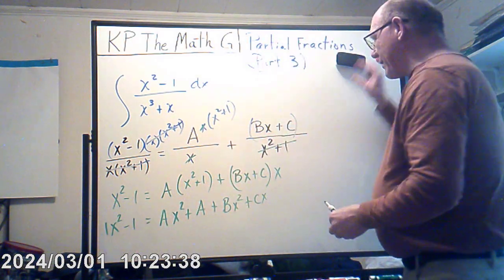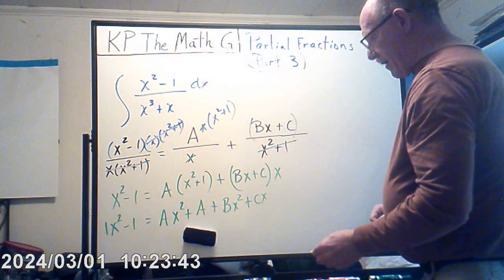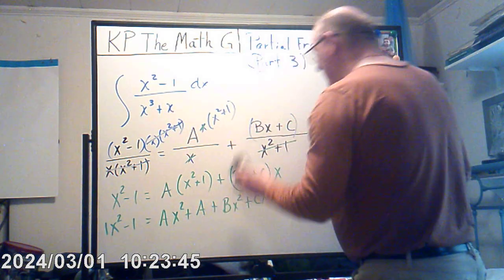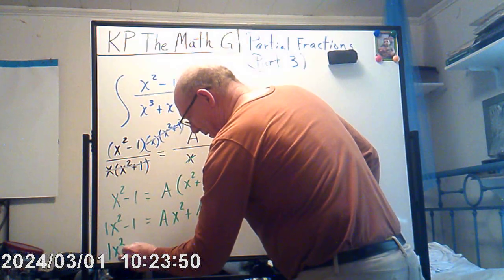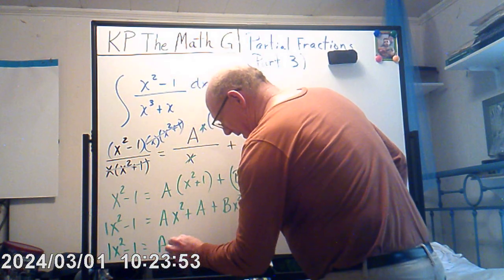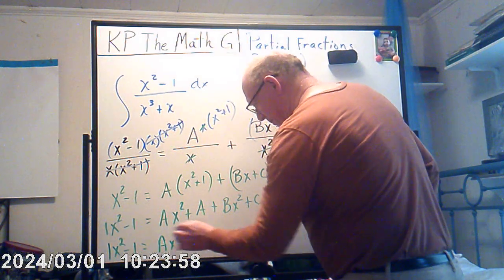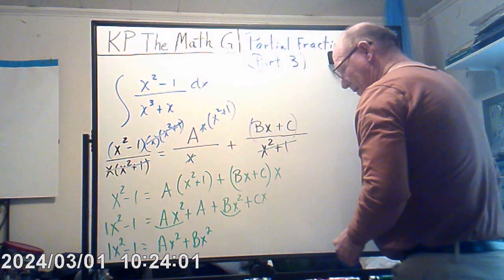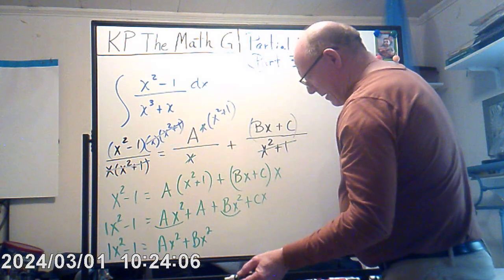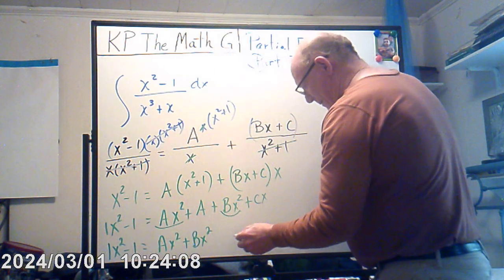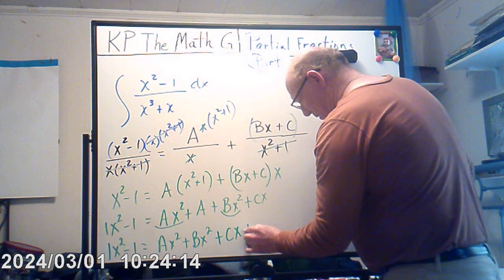So let's write it over here. I may have to flip the board over. I can still write down here a little bit. So 1 x squared minus 1 is A x squared plus B x squared. I'm putting those two together. Now with the x's, plus Cx, it doesn't matter which one we do next, we'll just put it in order. So plus Cx plus A.